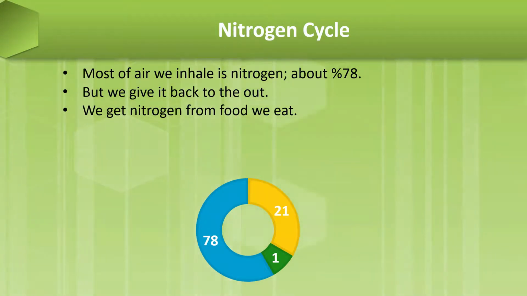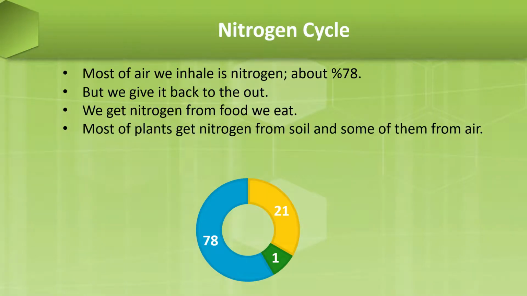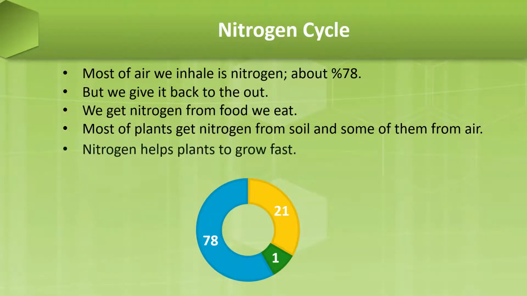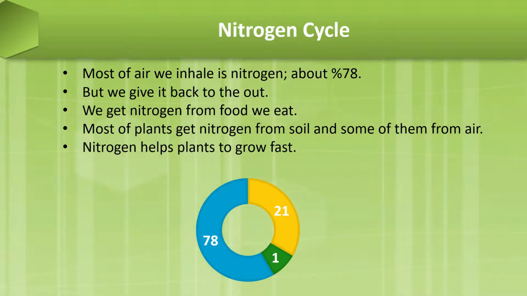From the food we eat. Most plants get nitrogen from soil and some of them get nitrogen from air. Nitrogen helps plants to grow very fast. So the fertilizer given to plants to make them grow faster works because these fertilizers contain nitrogen.